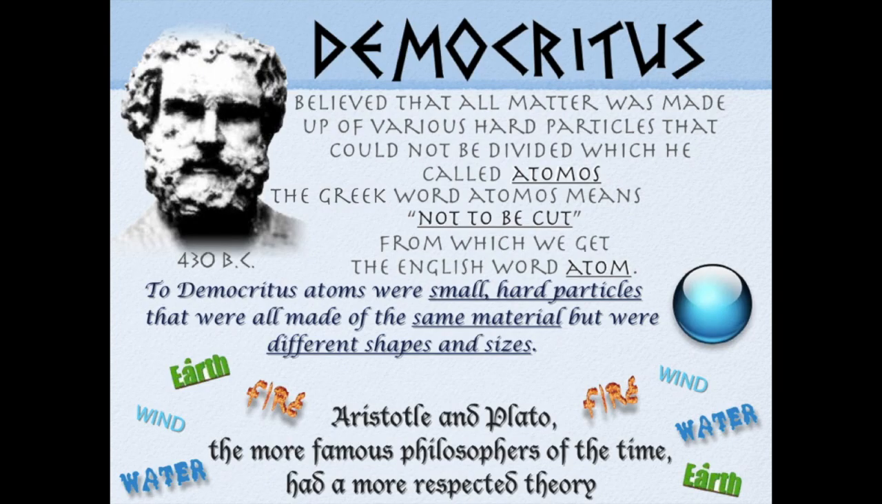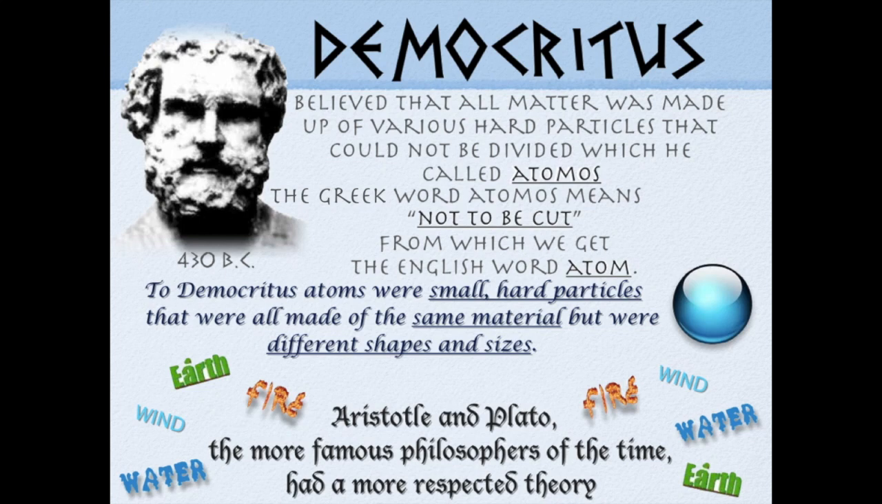The first man we're going to focus on was Democritus. Democritus was an ancient Greek philosopher living around 430 BC, which is before Christ. Basically, he came up with this idea, with only a few other philosophers, that all things were made up of these little tiny hard particles that could not be broken down or divided any further. In Greek, he came up with this word atomos, and that's where we get our word atom from. Atomos means cannot be cut or cannot be divided any further.